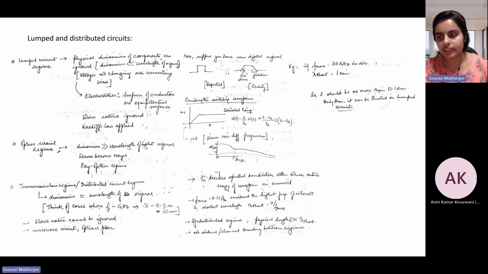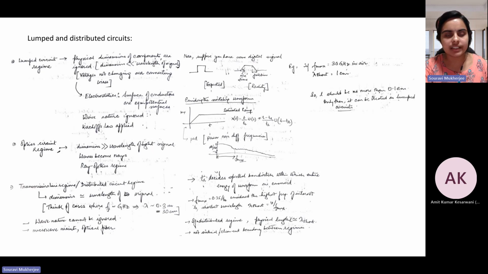as you can see, that in our normal day-to-day circuits that we do, or in the cases where we apply Kirchhoff's law, what we consider is that there's no change in voltage or currents over the connecting wires. Okay, so there, why is it appropriate to do that? It's because the physical dimensions of the various components are much smaller than the wavelength of the signal. Okay, so we don't have to consider the changes that happen while the transmission is taking place through the connecting wires. So this is called the lumped circuit regime, and it's basically the electrostatic limit of the situation.